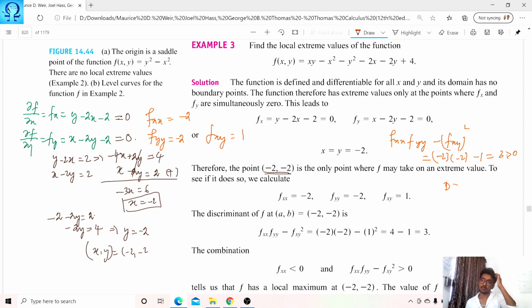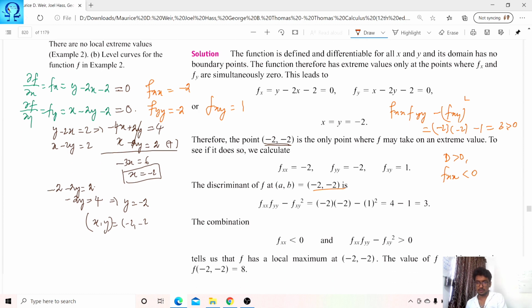Here my D value is positive, and my fxx, whether I substitute this minus 2 comma 2 or not, because those are constants, there is no need of substituting this point. Even if I substitute these points, I am going to get those values only. And my fxx is negative. Hence, we conclude that the function attains its local maximum at minus 2 comma 2.